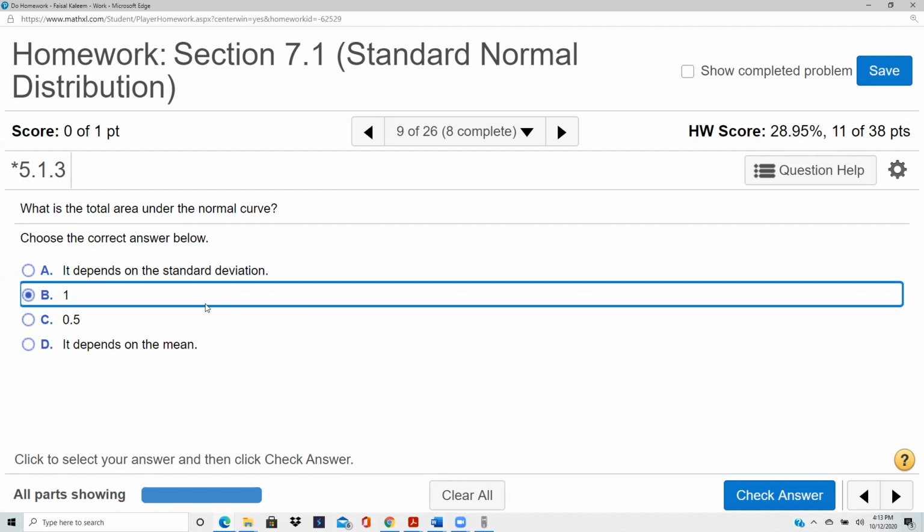So under any probability curve, whether it's normal or not, the area is 1. So this is the analog of saying that the sum of probabilities is 1, like we had in a discrete distribution. A normal distribution is continuous. So here the analog of the sum being 1 is the area under the curve being 1.